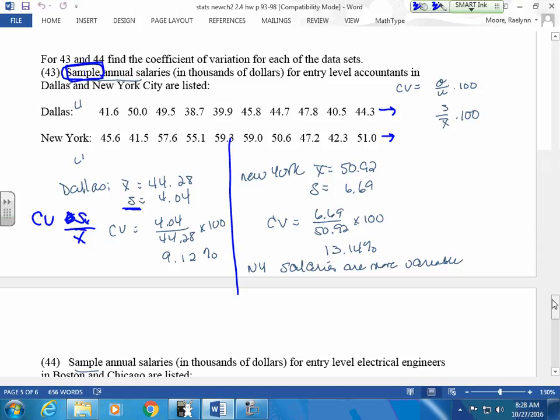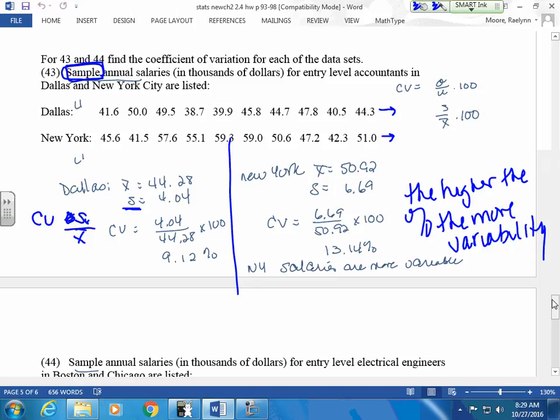You have to do the smaller divided by the larger, because you're going to multiply it by 100 and come out with a percent. A percent should be under 100, right? If you did it the other way, you would have a humongous percent, which can't happen. So divide it, multiply it by 100. Now we can compare it. The higher the percent, the more variability. So New York salaries have a higher variance. They vary more than Dallas salaries.